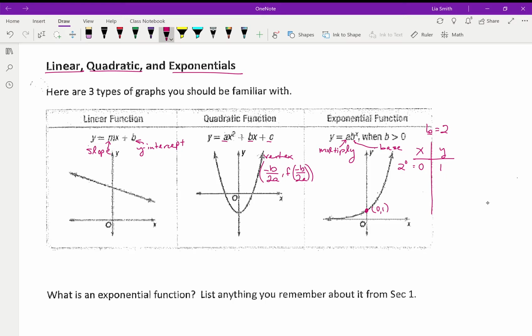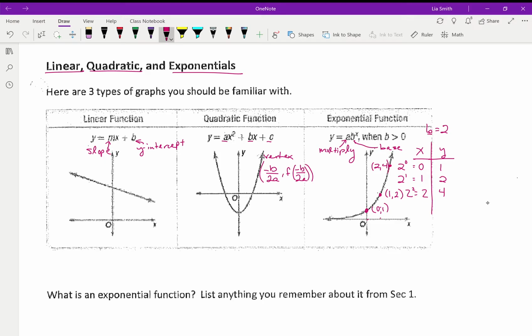Then we would choose x equals positive 1, which would be 2 to the first power, which is 2. So we would go over 1, up 2. And there's my point 1, 2. We could keep on going. When x equals 2, 2 squared would give me 4, and that would be this point way up here, 2, 4. You can also go in the negative direction over here.